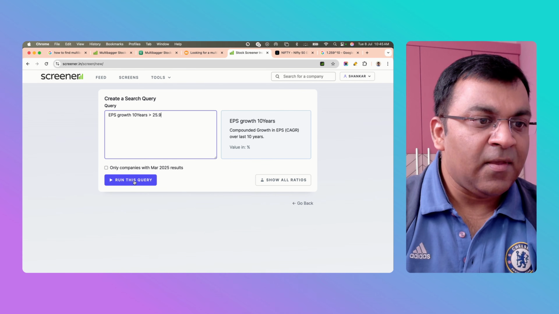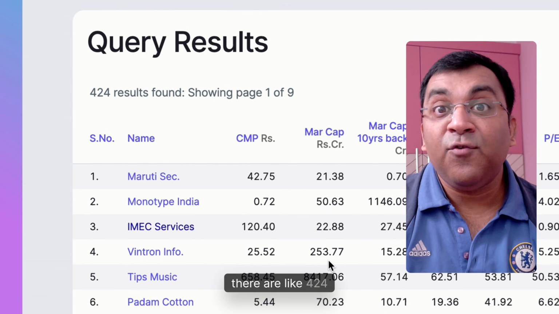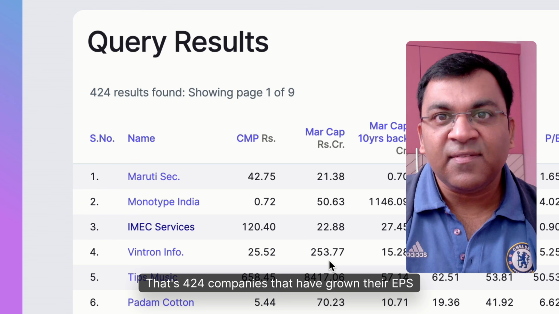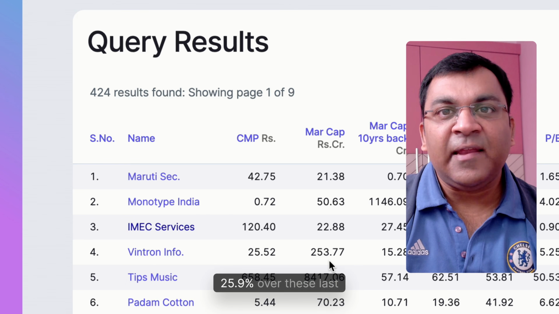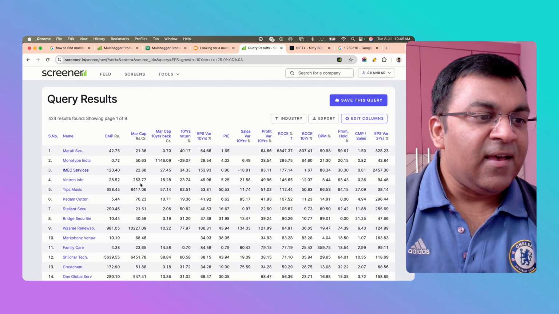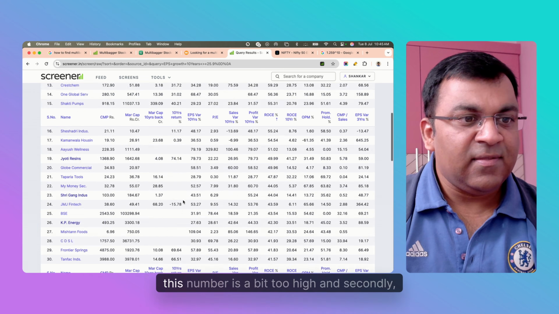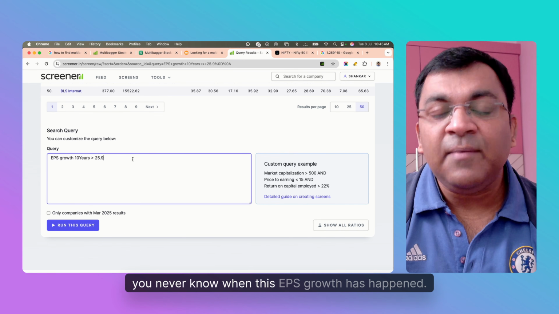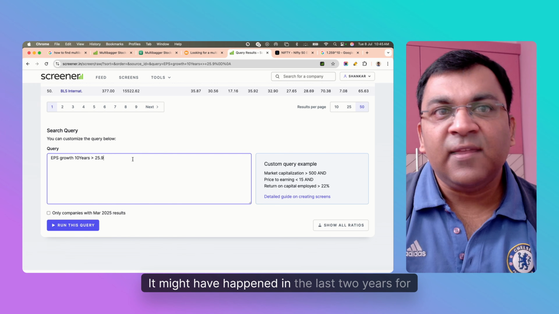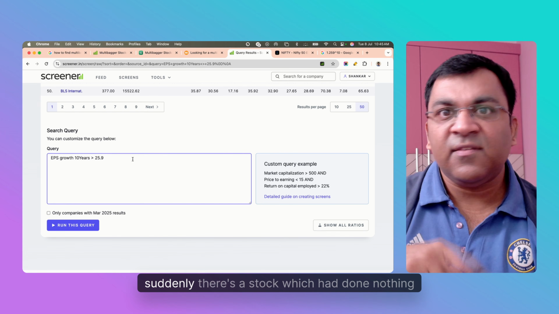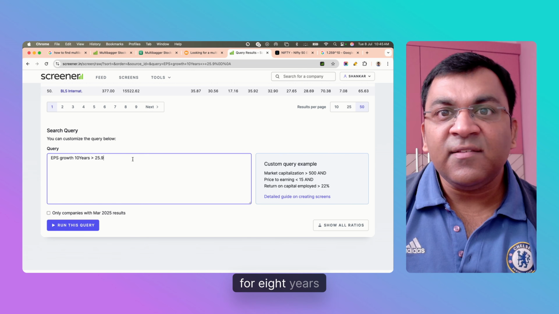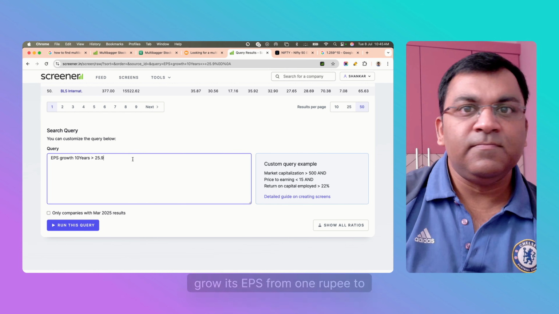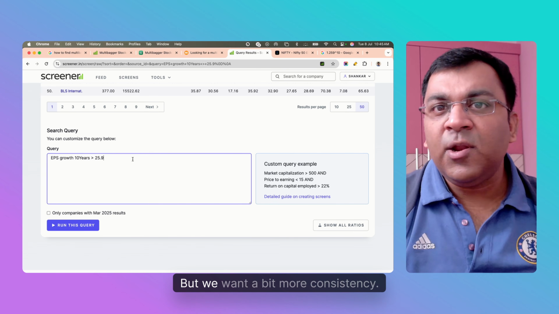If I were to just go with this definition, there are like 424 results. That's 424 companies that have grown their EPS by 25.9% over these last 10 years. This number is a bit too high. And secondly, this can also be a fluke. You never know when this EPS growth has happened. It might have happened in the last 2 years for all I know. Suddenly there's a stock which had done nothing for 8 years, and suddenly in the last 2 years, it was able to grow its EPS from 1 rupee to 10 rupees or something like that, right? But we want a bit more consistency.